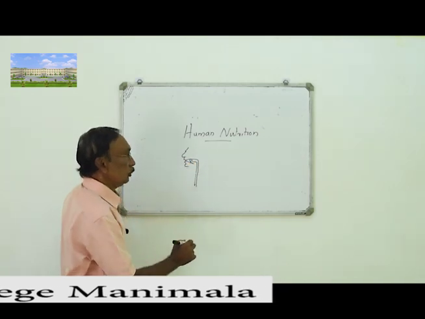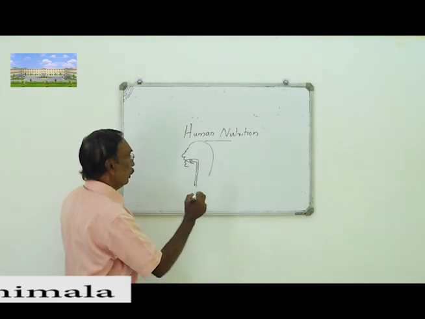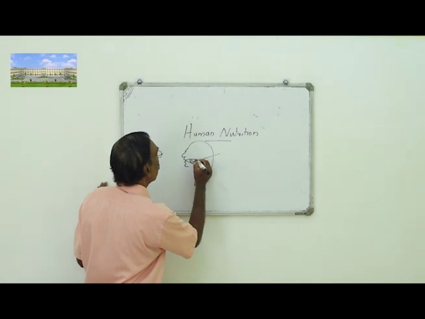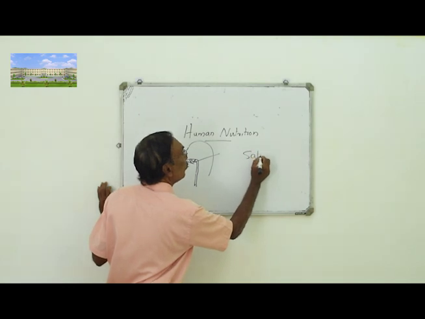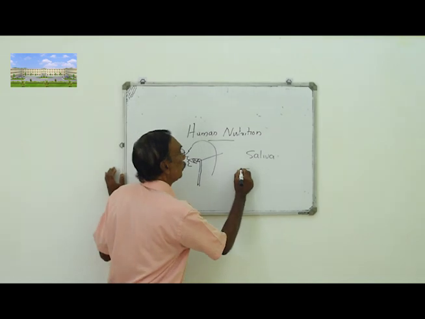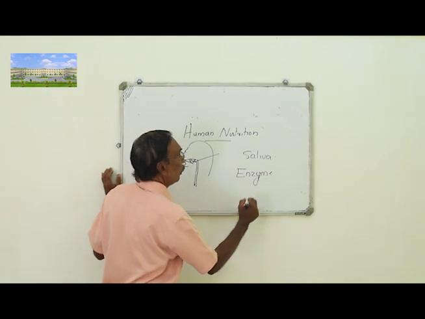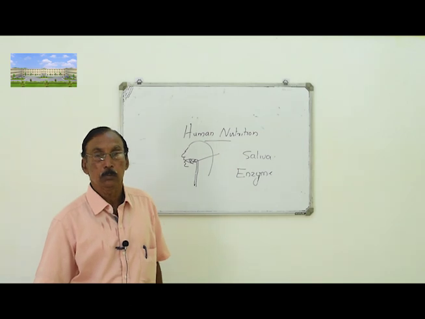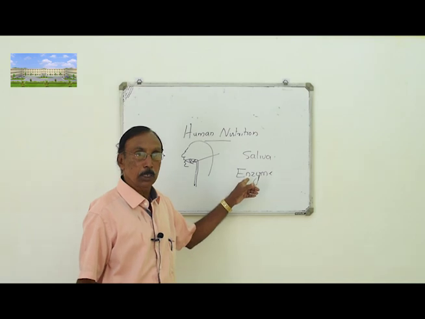And one chemical change also is taking place. You can see in the mouth, so many salivary glands are there, and saliva is produced. Saliva contains an enzyme. You already studied what are enzymes. Enzymes are biological catalysts. A catalyst is any substance which speeds up a chemical reaction. So enzymes are biological catalysts.